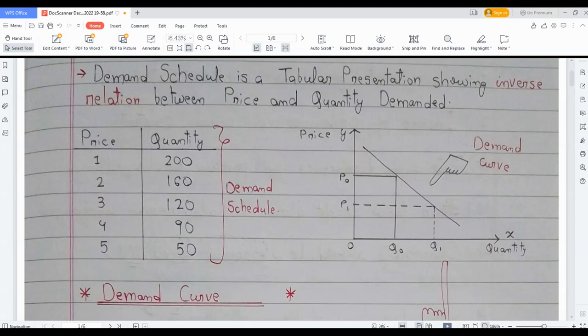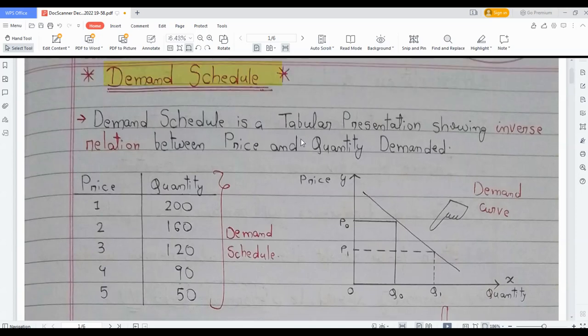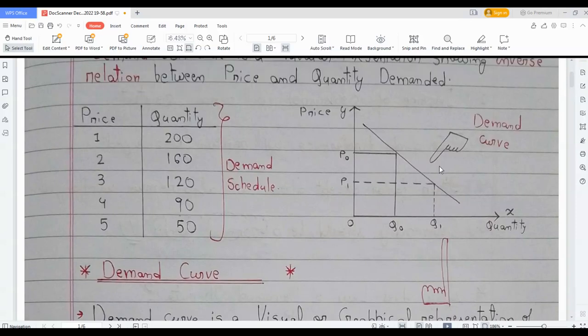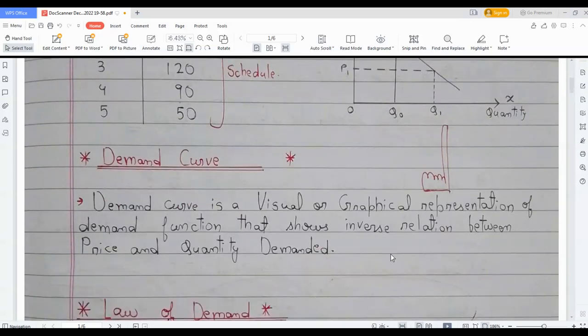And now this is the demand curve. From here the demand schedule is completed. We will move forward to demand curve. This is how the demand curve looks, and now we will discuss what is demand curve. Demand curve is a visual or graphical representation of demand that shows the inverse relationship between price and quantity demanded.